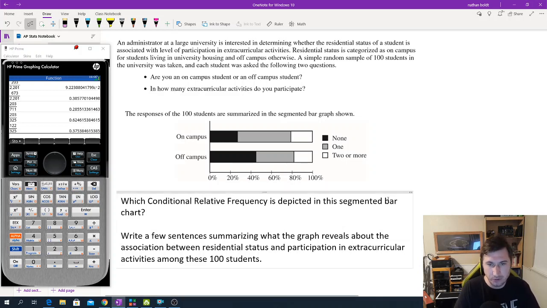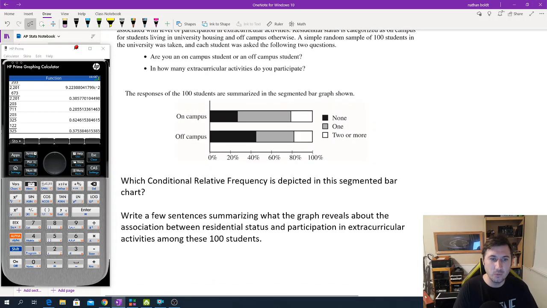So I got two questions here I would like you to try. Which conditional relative frequency is depicted in the segmented bar chart? Blank and blank, all right? Something by something. And then I want you to write a few sentences that summarize what the graph reveals about the association between residential status and participation in extracurricular activities with these 100 students. So write that out and we can talk about that at our next class. Good luck.